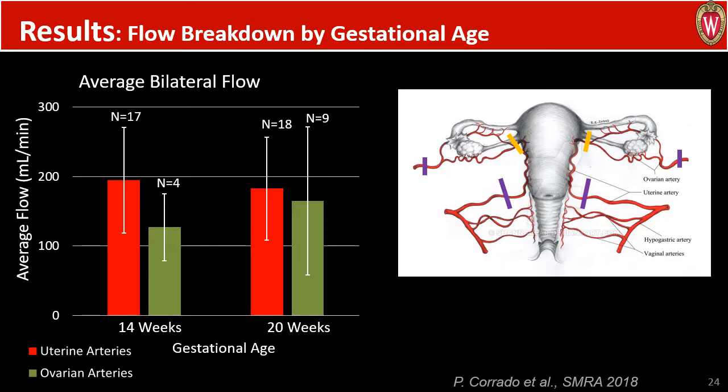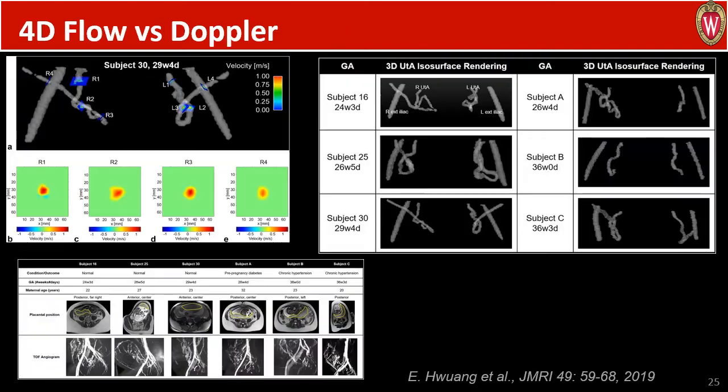We found that the flow contributions from the uterine arteries were reliably identified and fairly constant between 14 and 20 weeks of gestation. Meanwhile, flow from the ovarian arteries was less often detectable and increased from 14 to 20 weeks, both in flow volume and in number of detectable arteries.